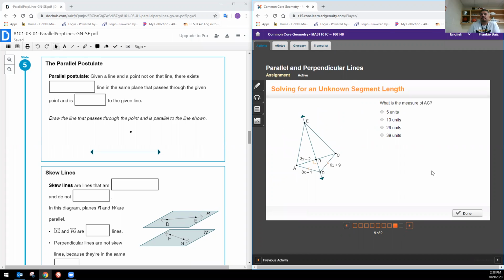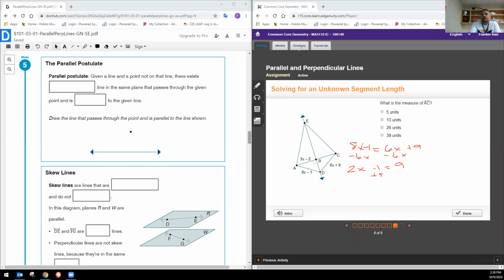Good stuff here, guys. Determine the measure of segment AC. Now we do not have any numbers, so we're going to have to combine. We do 8x minus 1. I'm sorry, that is not plus 1, that is minus 1. 8x minus 1 is equal to 6x plus 9. I want to keep it positive, so I'm going to bring this over, minus the 6x. So this is going to be 2x minus 1 equals 9.